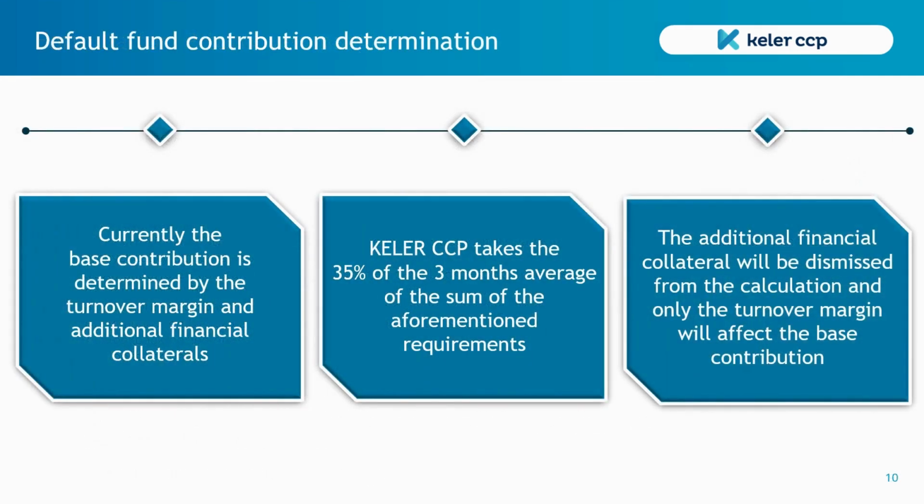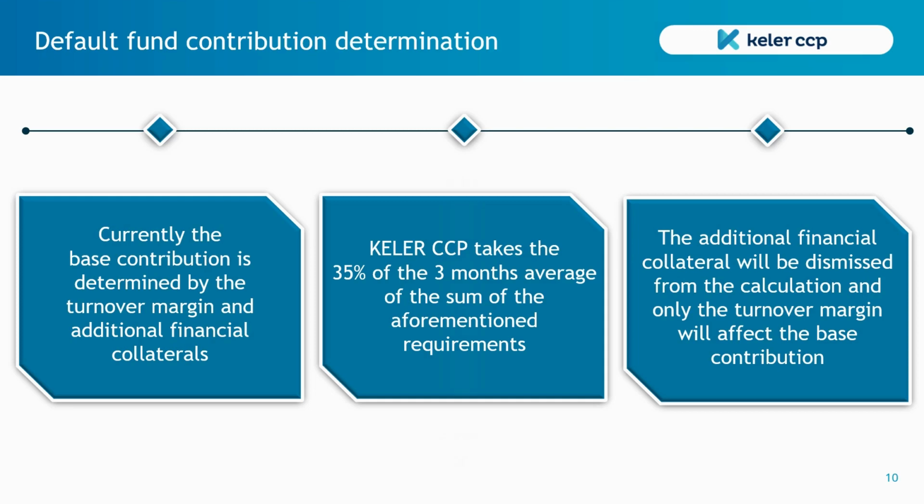And also the third change related to the risk management framework is about the default fund contribution determination. Currently, the base contribution is determined by the turnover margin and additional financial collaterals. From 1st of April, we dismiss this additional financial collateral element from the calculation. We only consider the 3 months average of the sum of the aforementioned turnover margins and take 35% of it. So the additional financial collateral will be dismissed from the calculation and only the turnover margin will affect the base contribution.